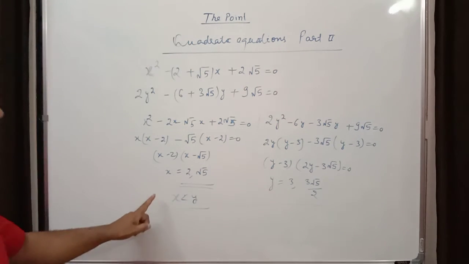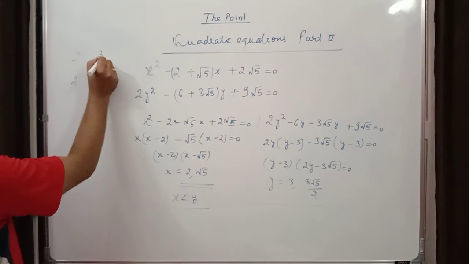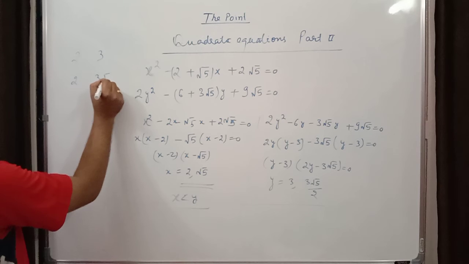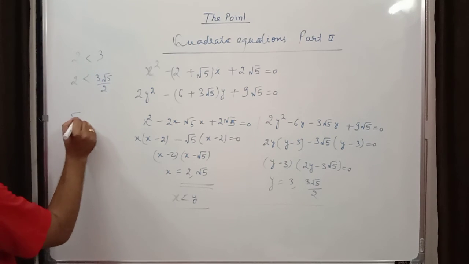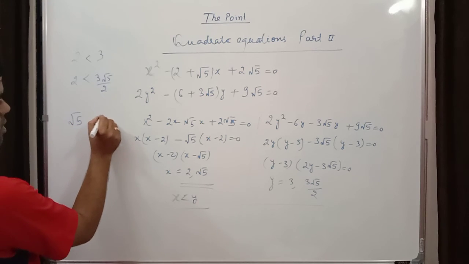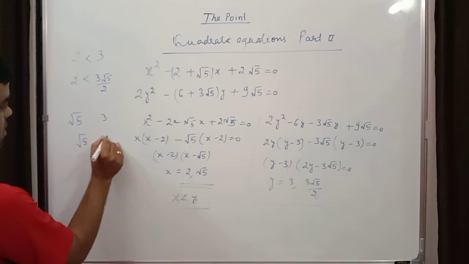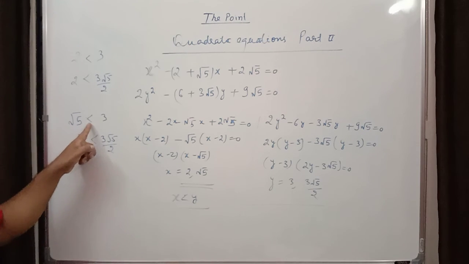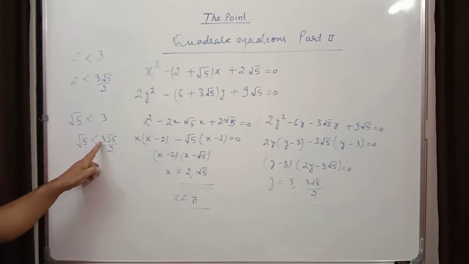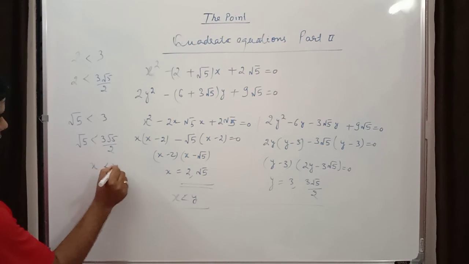Okay. Otherwise you can compare separately 2, 3 root 5 by 2. So it is less here. Then root 5, 3 root 5, 3 root 5 by 2, it is less. Okay. Root 5 value 2 point something will come, it is 3, and here it is already 1.5 into root 5, it is more than this. So the answer will be x is less than y.